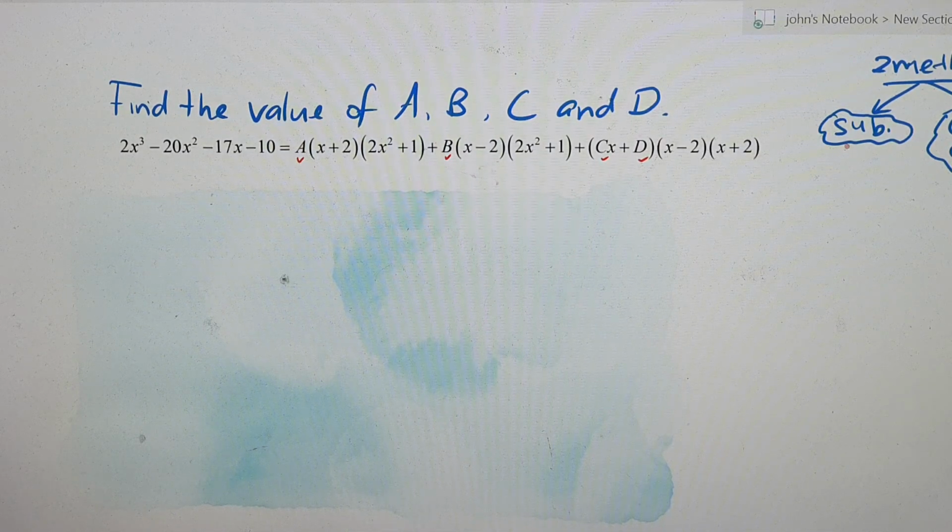The first one is the substitution method. What is the substitution method? The substitution method is a very powerful method where, because you want to find A, B, C, and D, you don't need the x. The x, in fact, is getting in your way because it's an unknown. So you have to get rid of the x.